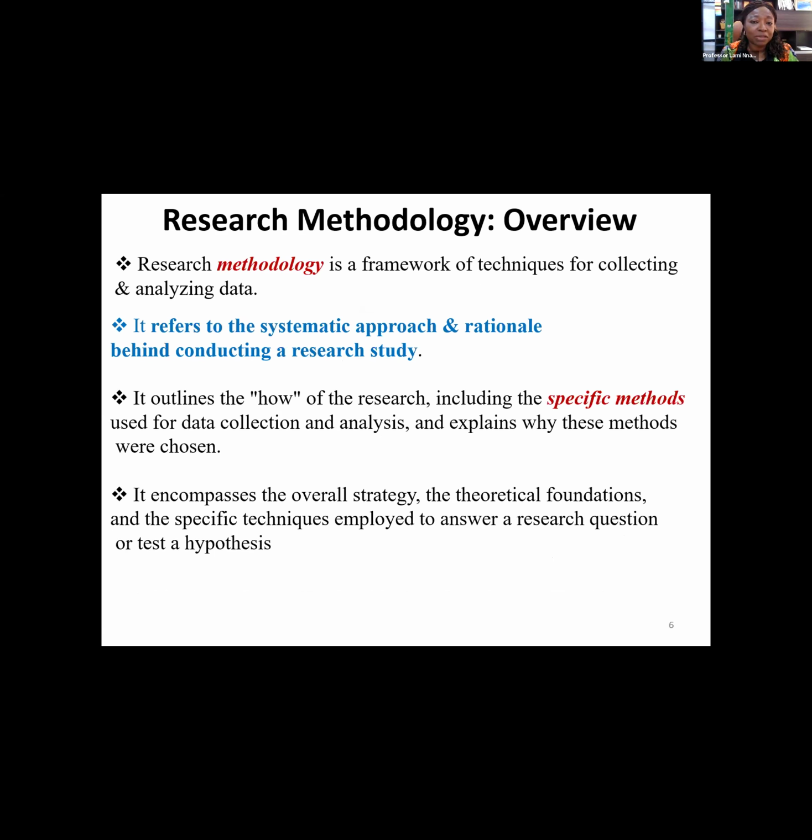Now, what is research methodology? An overview of research methodology is a framework of techniques for collecting and analyzing data, isn't it? It is the systematic approach and rationale behind the research study you are conducting. It tells you the how, and methodology will tell you the specific methods. Can you now see? I'm talking of methodology, and I'm saying that encapsulated in research methodology are the specific methods used for data collection. Okay? And in the methodology, you're going to be explaining why you chose these specific methods.